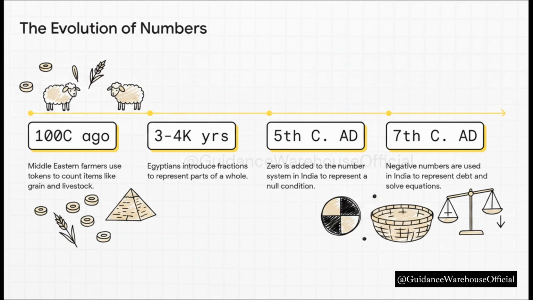Then fast forward a few thousand years to ancient Egypt. They need to divide land and food and bam, fractions are born. But there's still a huge idea missing. How do you represent, well, nothing? It wasn't until the 5th century in India that the concept of zero finally joins the party. And just a couple of centuries later, those same brilliant minds in India gave us negative numbers to handle things like debt. And here's the key takeaway. Each of these inventions wasn't just some abstract idea. It was a clever solution to a very real problem.